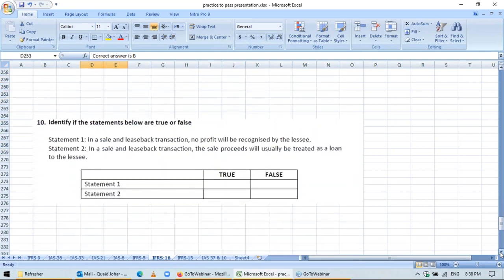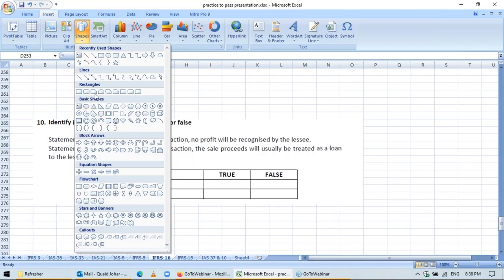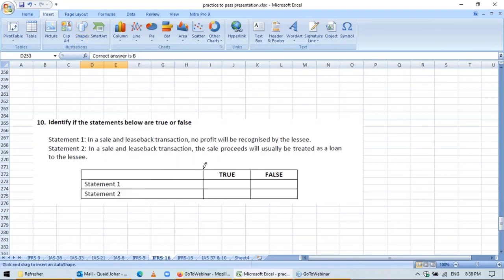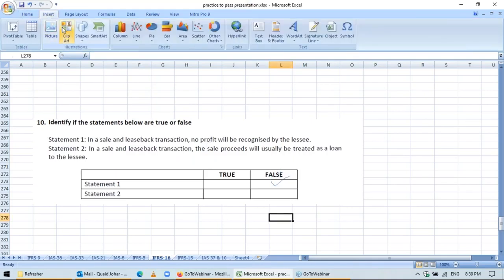And question number 10. Let's do question number 10 at least. Statement 1, it says in a sale and leaseback transaction, no profit will be recognized by the lessee. No, that's not correct. In sale and leaseback, you could recognize profit if a portion is retained. So that's not correct. It's not always. This is false.